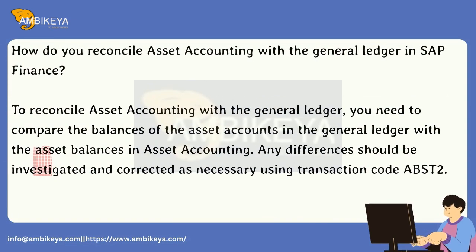How do you reconcile asset accounting with the general ledger in SAP Finance? To reconcile asset accounting with the general ledger, you need to compare the balances of the asset accounts in the general ledger with the asset balances in asset accounting. Any differences should be investigated and corrected as necessary using transaction code ABST2.